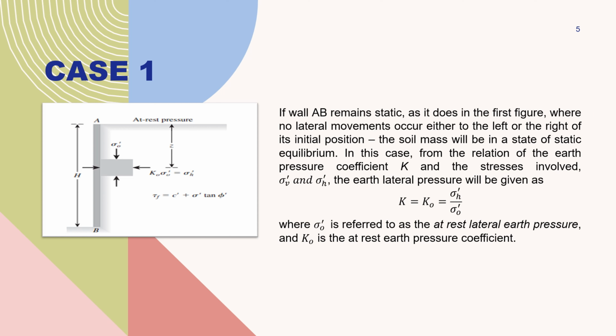From the analysis, three cases are formed. Going to the first case, case 1: if wall AB remains static as it does in the figure, where no lateral movements occur either to the left or to the right of its initial position, the soil mass will be in a state of static equilibrium. So the statement is understandable. Okay?